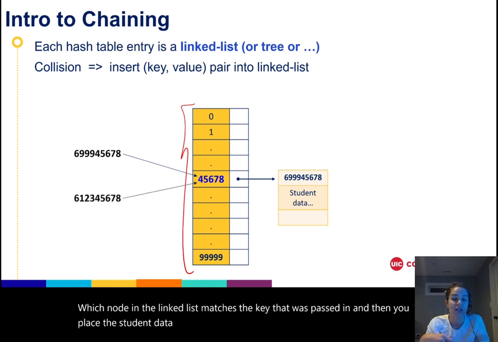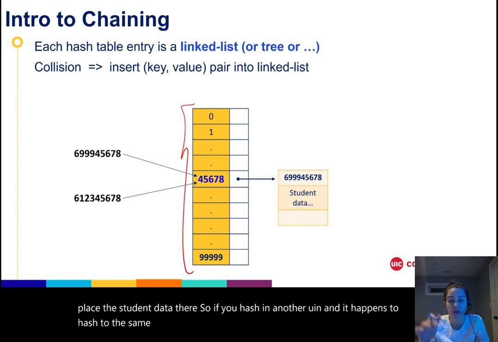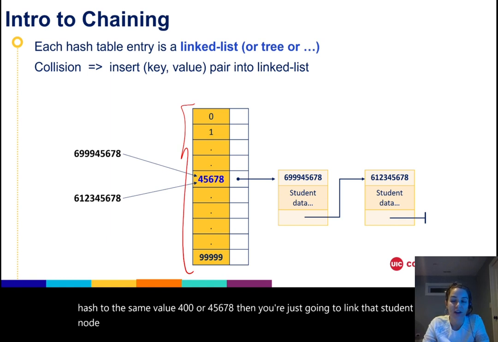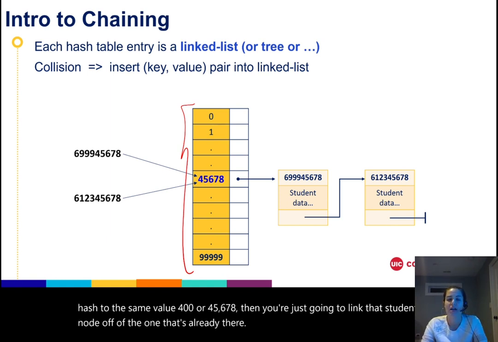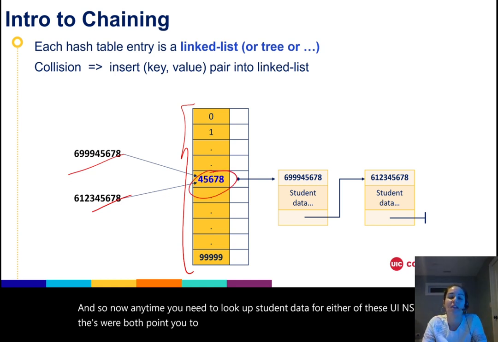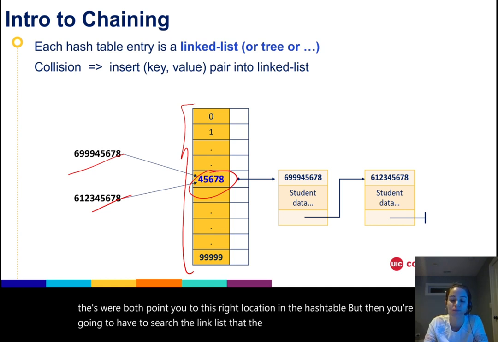And then you place the student data there. So if you hash in another UIN and it happens to hash to the same value, 45,678, then you're just going to link that student node off of the one that's already there. Now anytime you need to look up student data for either of these UINs, the UINs will both point you to the right location in the hash table, but then you're going to have to search the linked list that the hash table is linking you to.